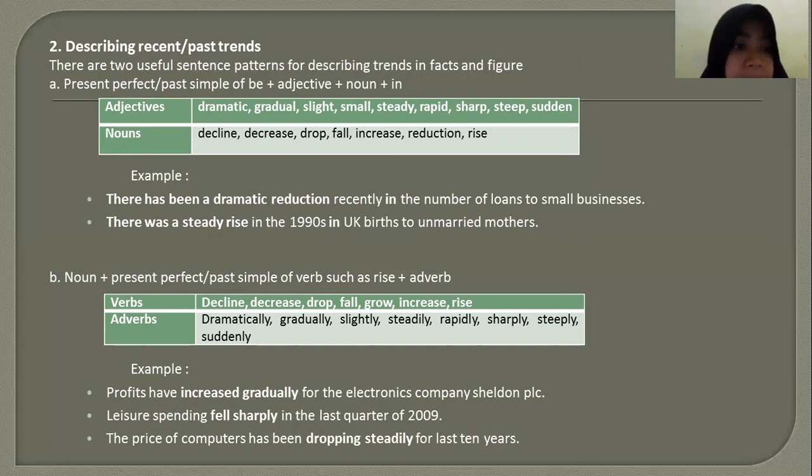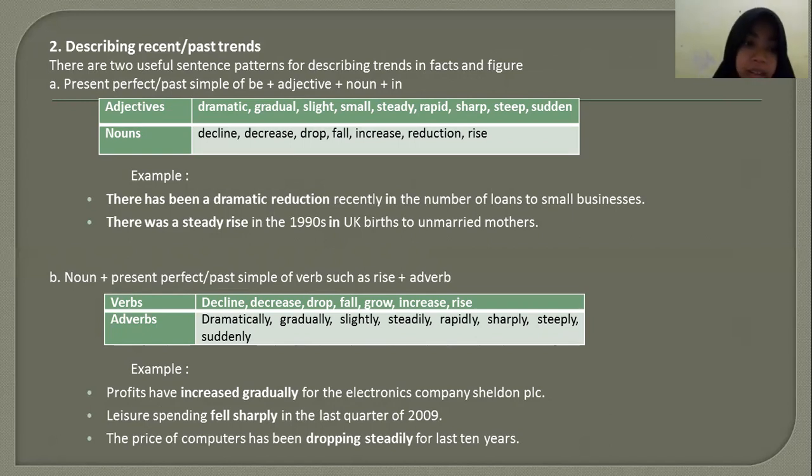The second one: present perfect or past simple of verbs such as arise plus adverb. Examples of verbs are decline, decrease, drop, fall, grow, increase, and rise. Examples of adverbs are dramatically, gradually, slightly, steadily, rapidly, sharply, steeply, and suddenly.